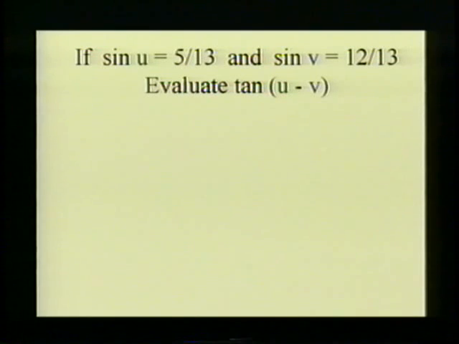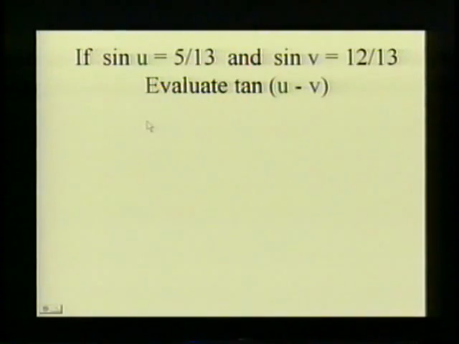Okay, what about this one, which was very much like the last one in the last class? The sine of u is 5/13, the sine of v is 12/13, and they want us to evaluate the tangent of u minus v. Well, you can't even find the tangent until you know the cosines of these things, because remember, the tangent is the sine over the cosine. So we're going to have to find the cosine of u and the cosine of v first.